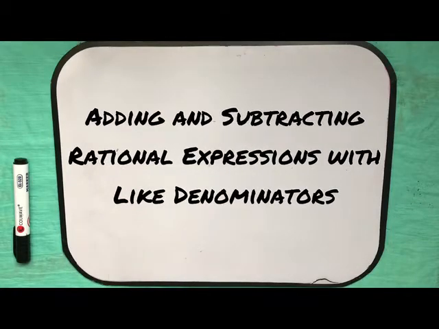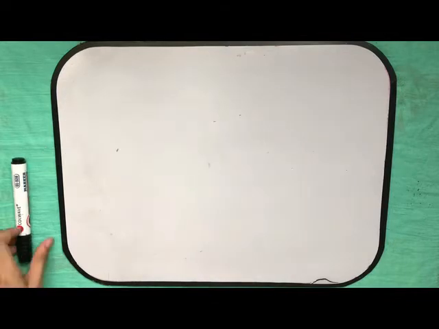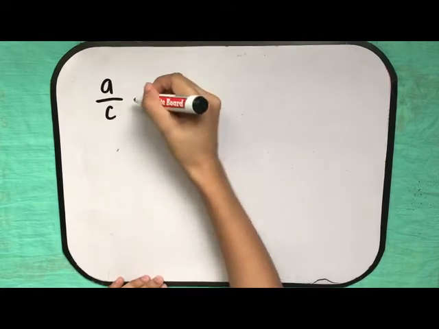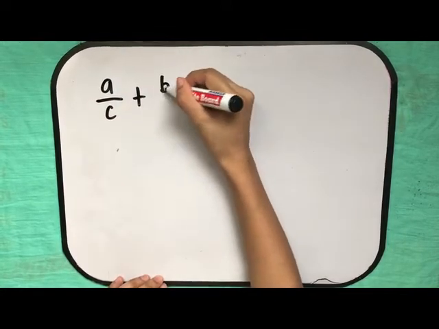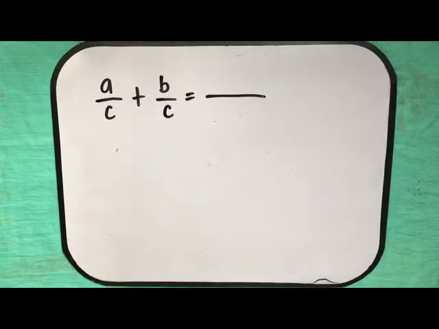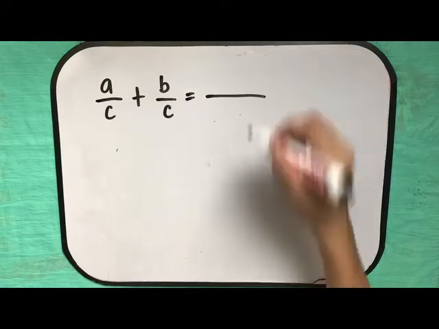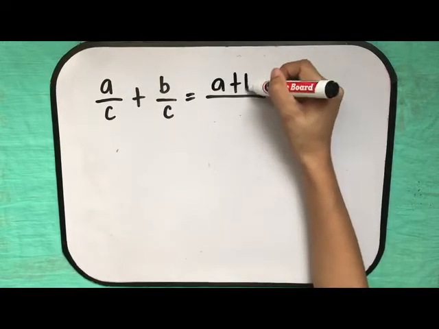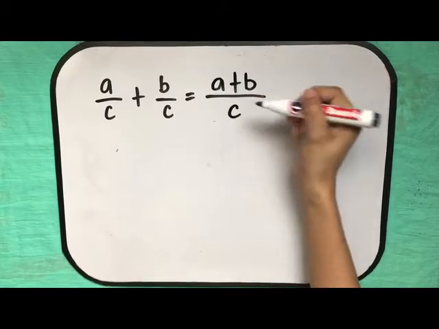Our topic for today is about adding and subtracting rational expressions with like denominators. For example, we have A over C plus B over C. As you can see, they have like denominators, or the same denominators. In that case, you will just be adding their numerator, A plus B, and copy the denominator C.